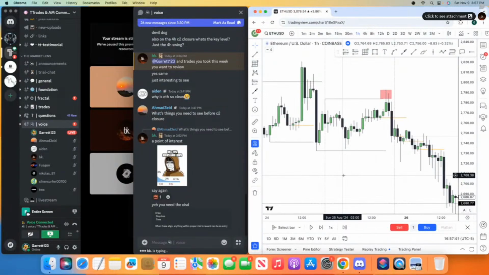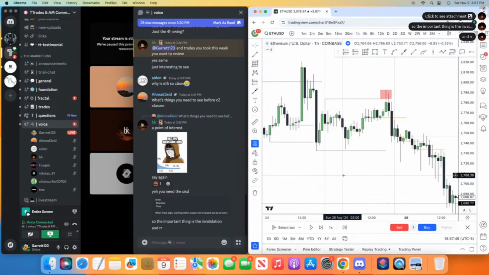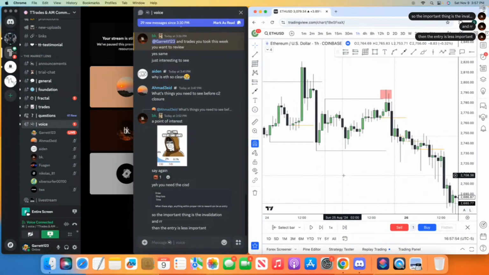Draw stop loss time, use in line. Yeah. The important thing is the invalidation. Okay. Yeah, true.